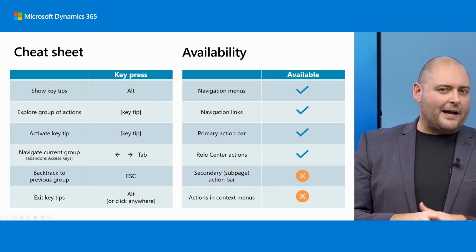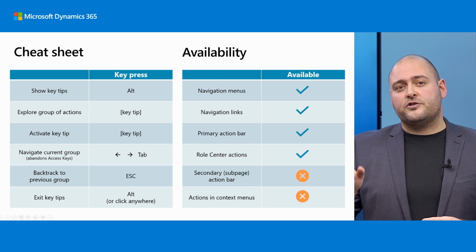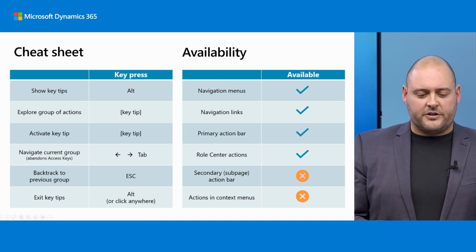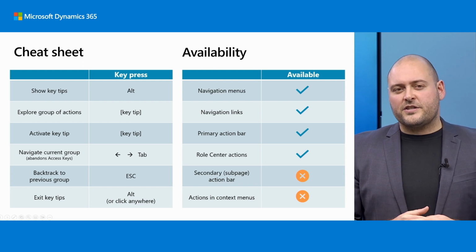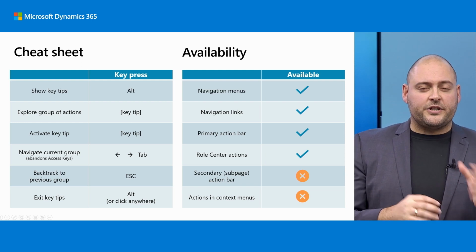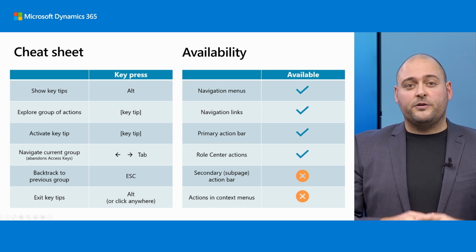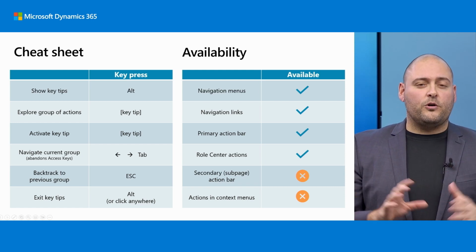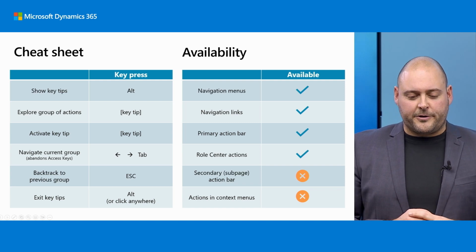And if you ever want to abandon using access keys and key tips at any time, you'd use the Alt key, but you can also just click with your mouse anywhere on the screen. That will exit showing the key tips. Now, this is available in the navigation menus, including the navigation links that you see on your role center. It's available for the primary action bar on almost all pages. It's available for role center actions as well, as I showed you earlier.